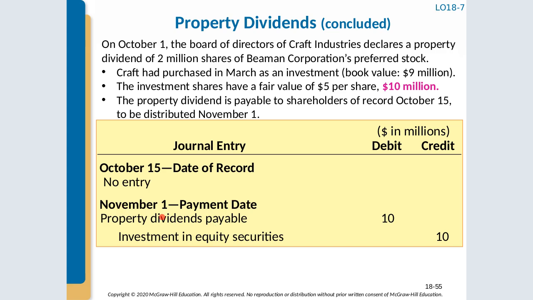And then when we finally pay it, we debit the liability and we credit the property.